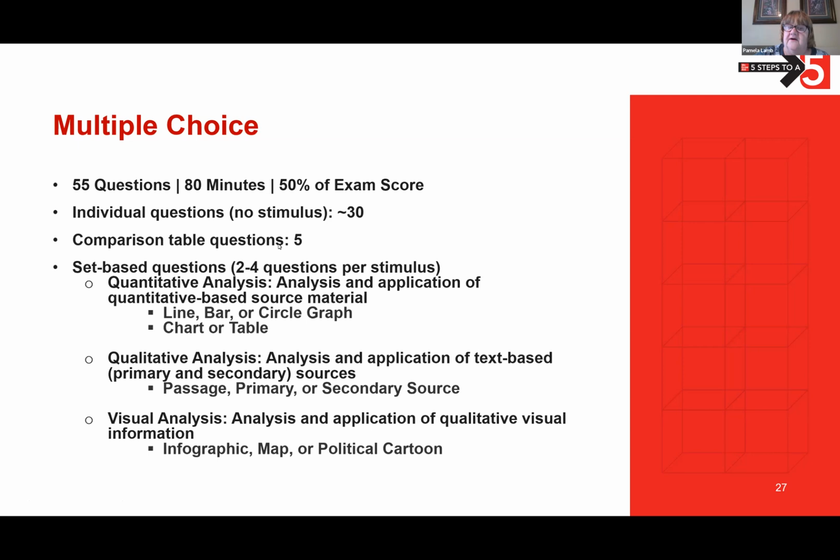And then there are 5 comparison table questions. There will be 5 on the test that ask you to maybe compare political parties to interest groups, or compare the Federalists to the Anti-Federalists.